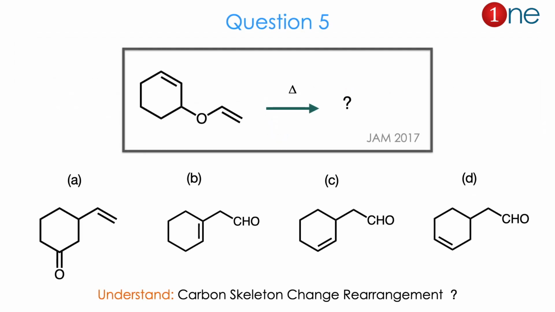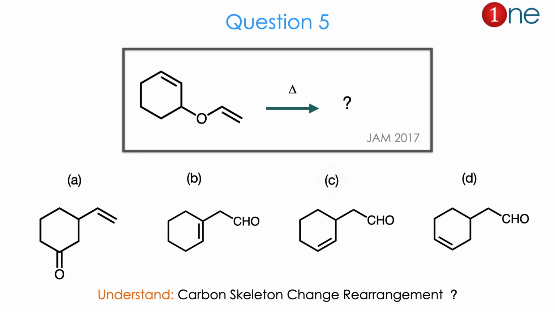Then the question number 5. The starting material is cyclohexene. It is attached with an O-vinyl group. You are heating it up, they ask you to find the product. The products are cyclohexanone with a side vinyl group, or aldehyde group with alkene, or a 1,2-aldehyde group, or a 1-alkene group, or alkene with side chain, or next to side chain, or away from the side chain. So there are the 4 possibilities.